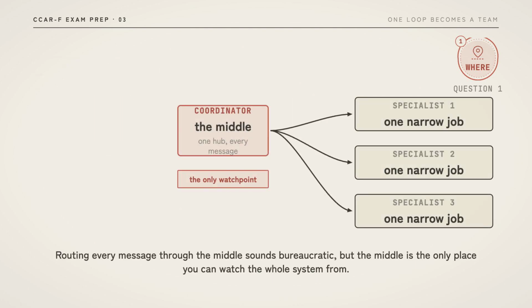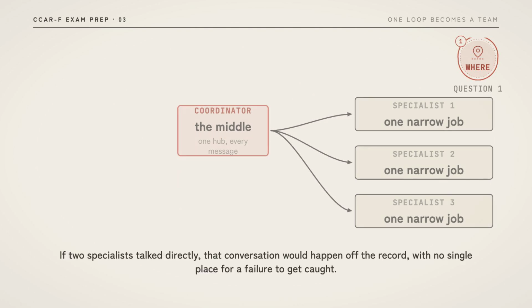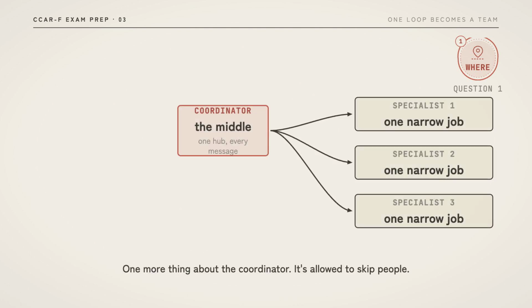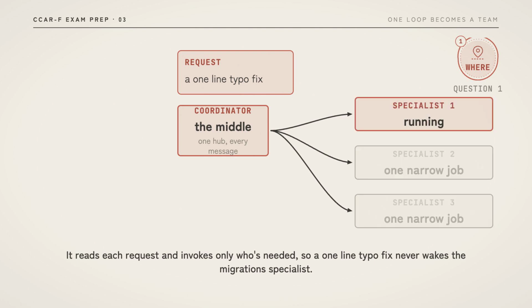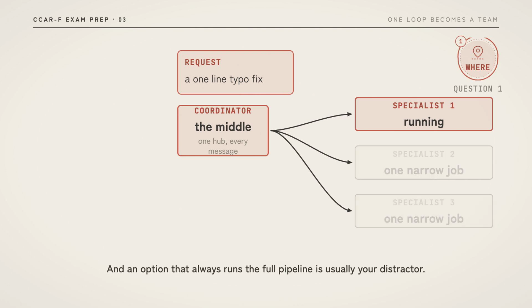Routing every message through the middle sounds bureaucratic, but the middle is the only place you can watch the whole system from. If two specialists talk directly, that conversation would happen off the record, with no single place for a failure to get caught. One more thing about the coordinator, it's allowed to skip people. It reads each request and invokes only who's needed, so a one-line typo fix never wakes the migration specialist. And an option that always runs the full pipeline is usually your distractor.